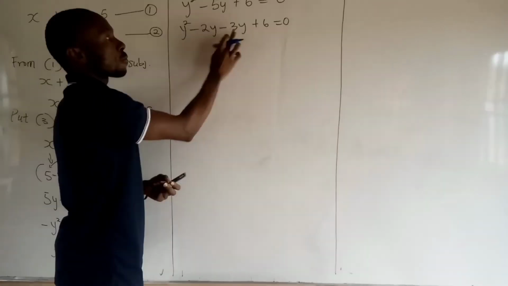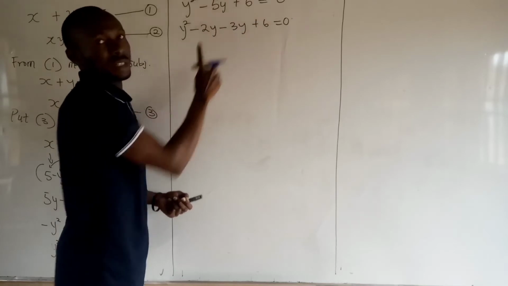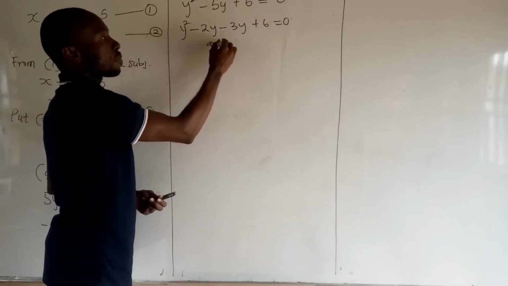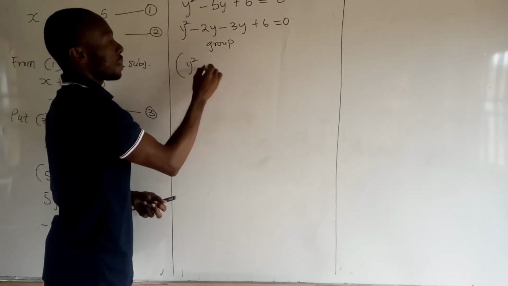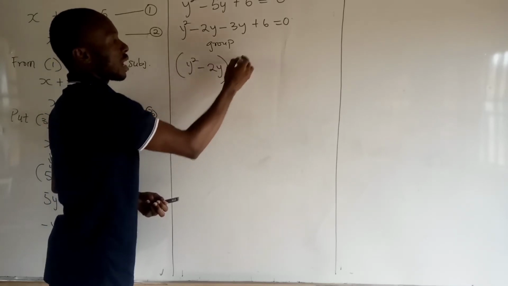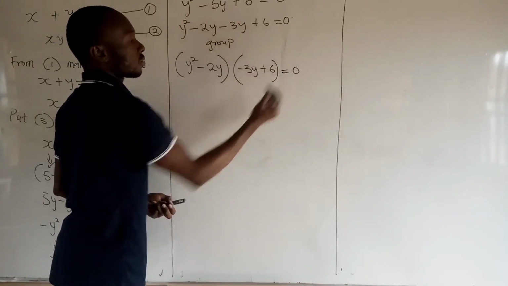Yes, minus 2 minus 3 is equivalent to minus 5, and the plus 6 is still here. So the next thing, I'm going to group the equation in twos. So I have y squared minus 2y, and I have negative 3y plus 6 equal to 0.